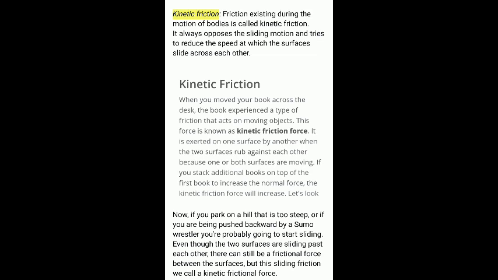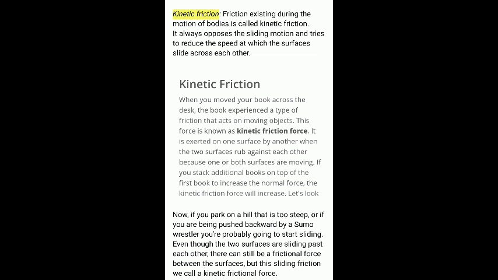Now, another example. If you park on a hill that is too steep, or you are being pushed backward by a wrestler, you are probably going to start sliding. In both cases the surfaces start to slide over each other. So there will be frictional force between the surfaces. When two surfaces are sliding past each other, there can still be a frictional force between those surfaces. Such sliding friction is called kinetic frictional force.